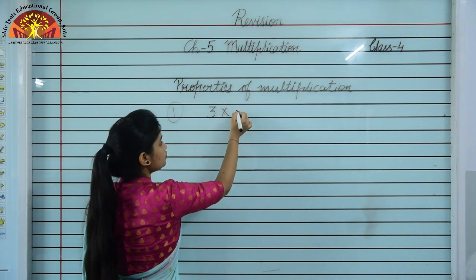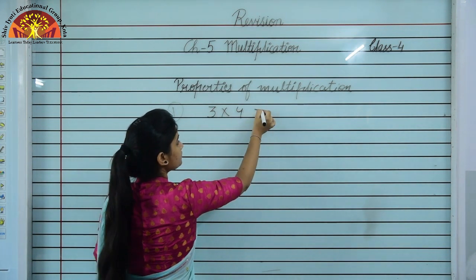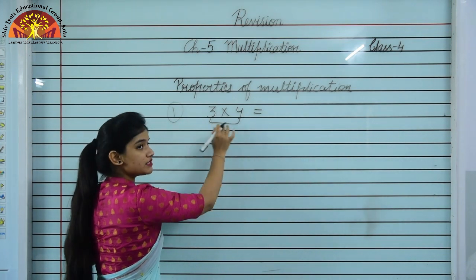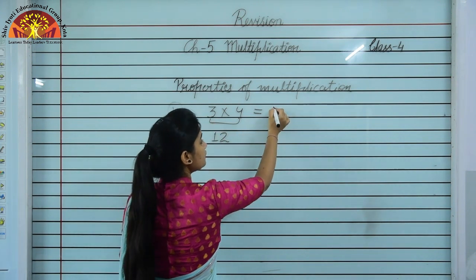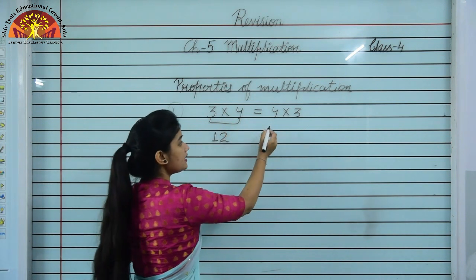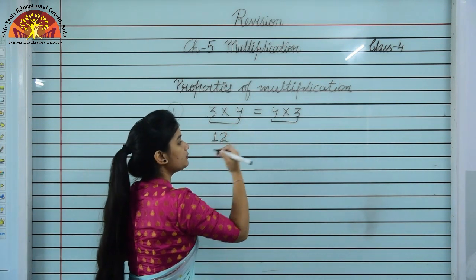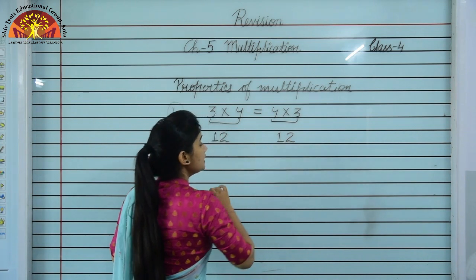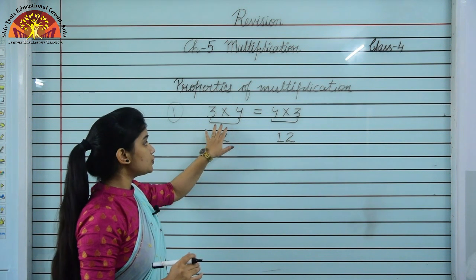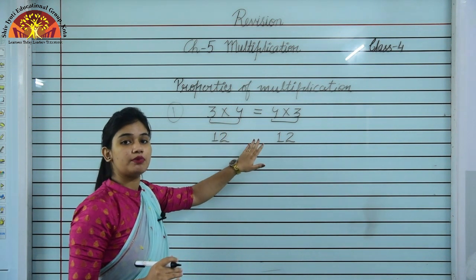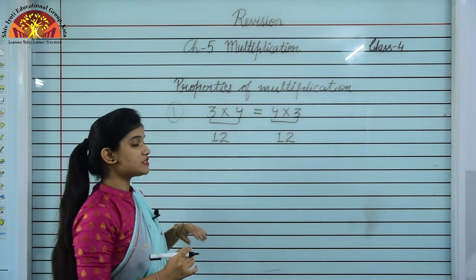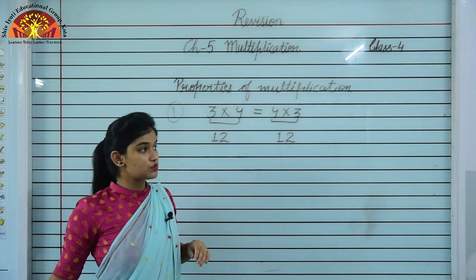Now I am taking two numbers, 3 and 4. As you know, 3 4s are 12. This is the product of these two numbers. If I take 4 first and then 3, I have changed the sequence, and again 4 3s are 12, the product will be 12 again. It means if we change the sequence of the numbers, we can multiply the numbers in any order, their product will remain the same. So this is the first property students. Now we'll see the next one.